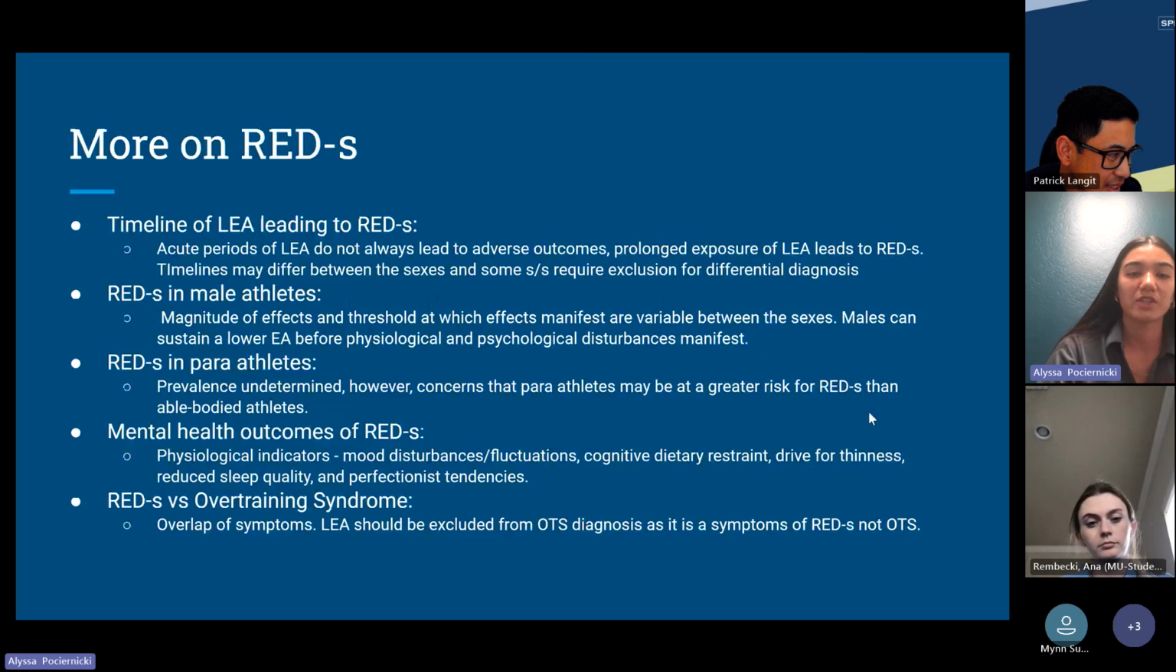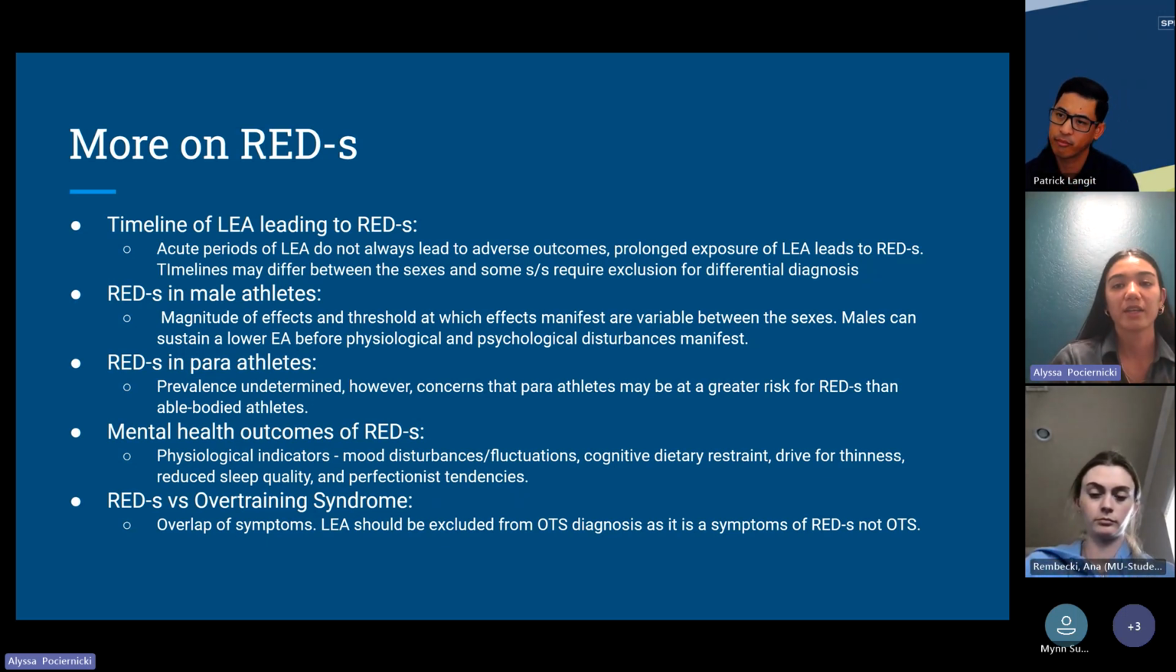Okay. So more on relative energy deficiency. The timeline of low energy availability leading to relative energy deficiency: acute periods of low energy availability do not always lead to adverse outcomes. Acute periods are about one to two weeks where they're just not getting enough energy to really perform. But it's rather prolonged exposure to low energy availability that leads to relative energy deficiency.